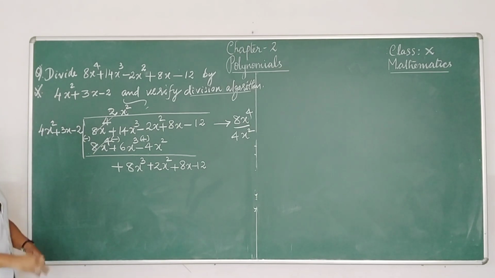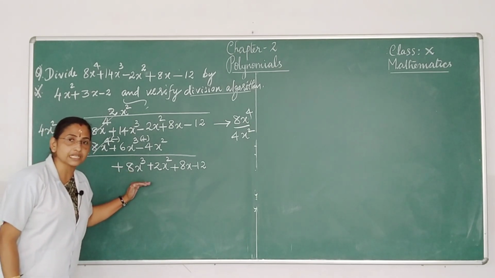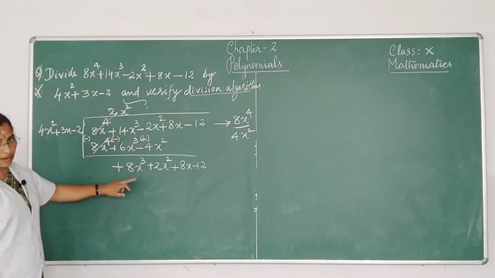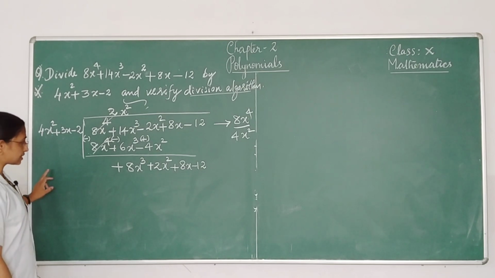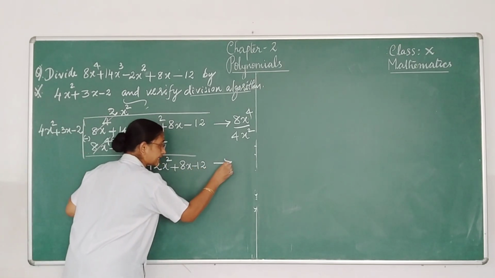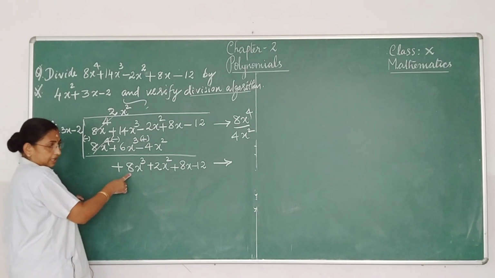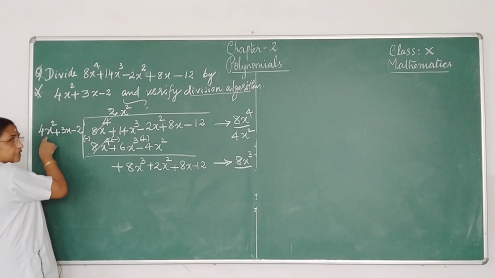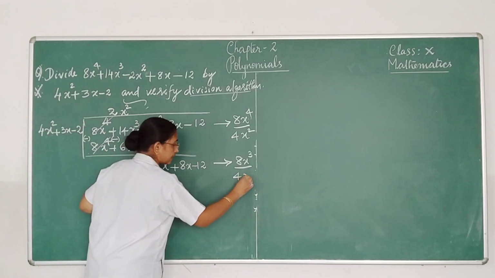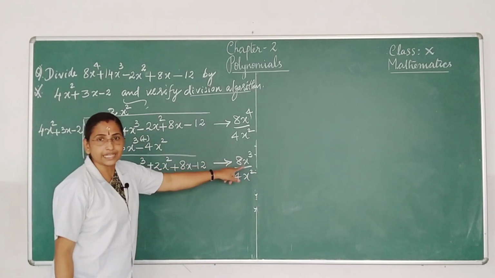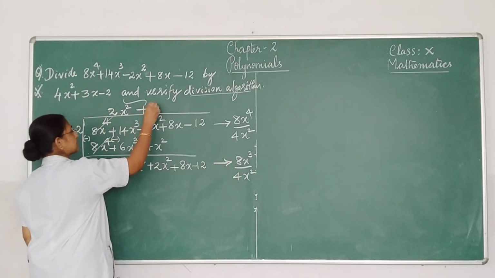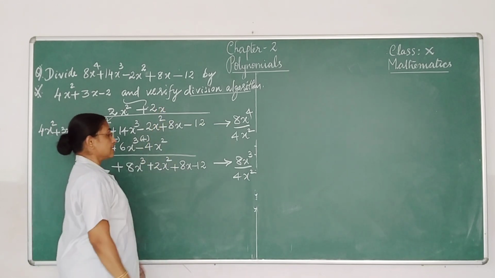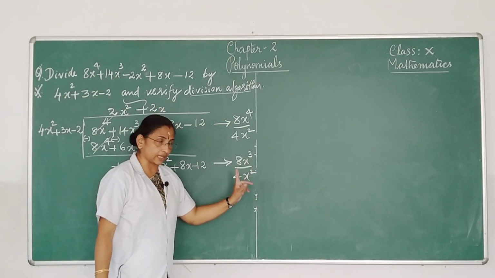Check whether you need to proceed further or not. If the degree of the remainder is less than the degree of the divisor, you can stop. Here the degree of the remainder is not less than the degree of the divisor. So you need to proceed further. The next term of the quotient you will get from here. The first term 8x cube of the new dividend you need to divide with the first term of the divisor 4x square. What is 8 by 4? Plus 2.